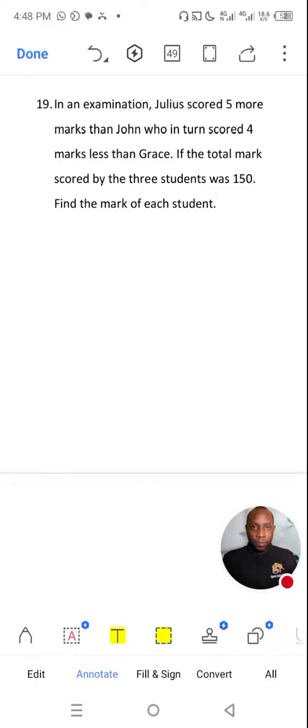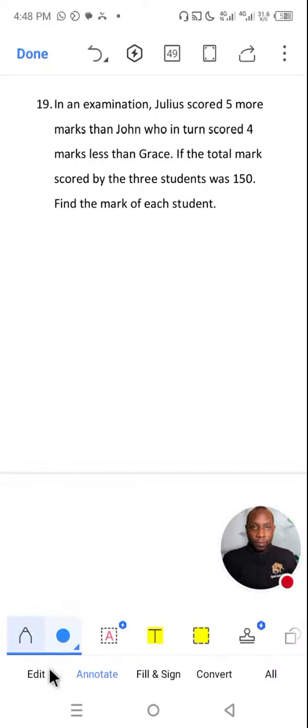Okay, are you ready? Let's do this together. In an examination, Julius scored 5 more marks than John, who in turn scored 4 marks less than Grace. It's not 2 people, it's 3: Julius, John, and Grace. John in turn scored 4 marks less than Grace. So, like I told you, you start from the last person and you circle back. So let's start from Grace.